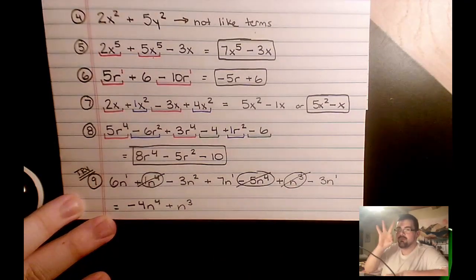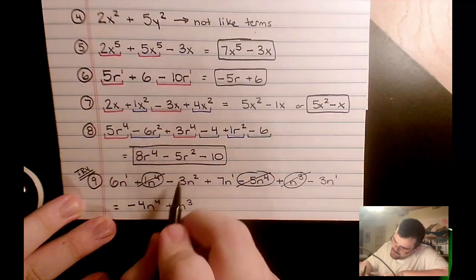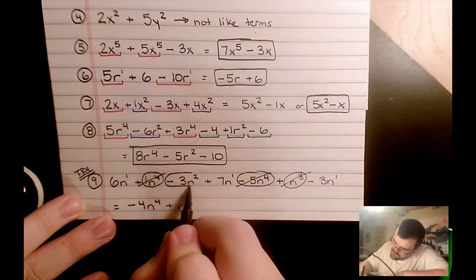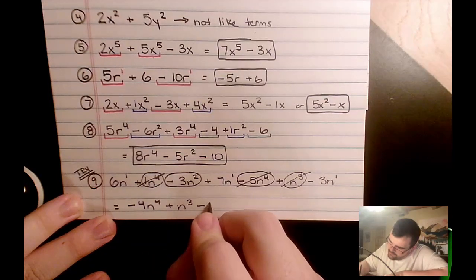Okay, after degree 3 comes degree 2. So I've got this -3n squared. Make sure you keep the negative with it. There's no like terms to go with that, so just bring it on down.